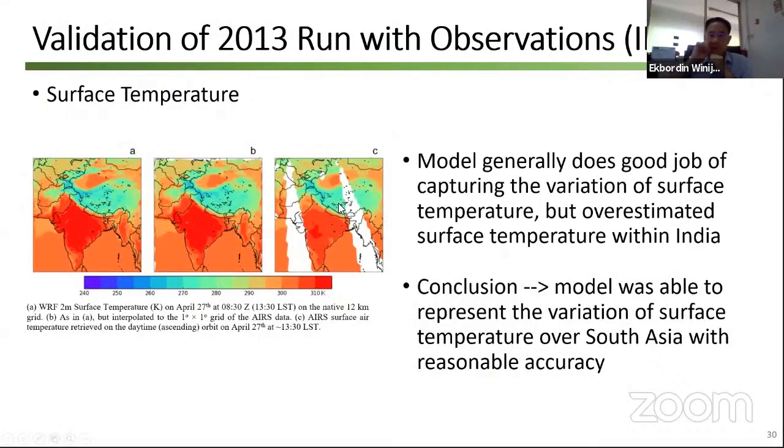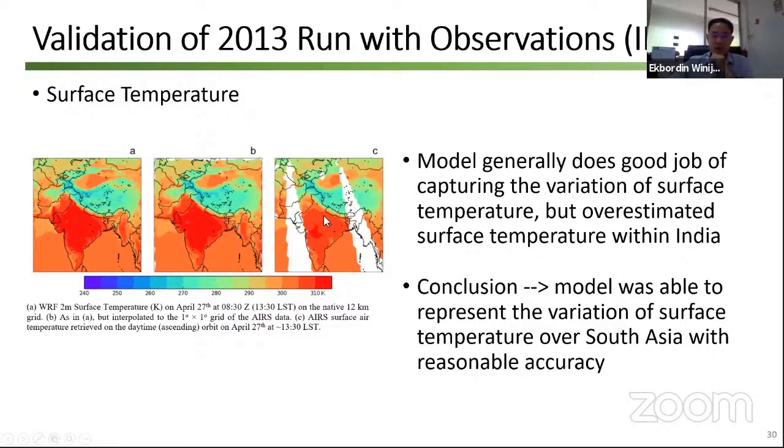The second step, we also compare with the observation by the satellite. We compare the surface temperature. The left picture here is the output of surface temperature from the model. Because we want to compare with C, which is the surface temperature coming from the satellite measurement during the same time, we project A, which is the raw output from the model, into the same scale as the satellite measurement, and then we compare them together.